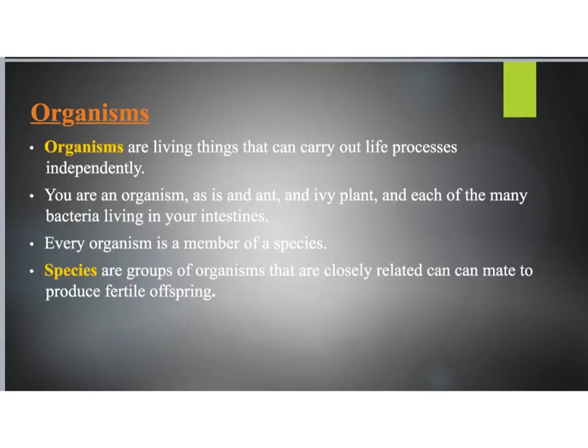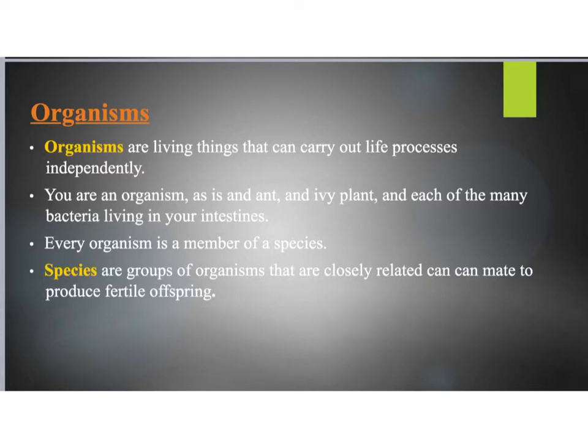Okay, we're going to start with the most basic organization of biotic features in an ecosystem, the organism. They're living things that can carry out life processes independently. You are an organism. And so is an ant, a plant, and any bacteria in your intestines or on your hands or on your face. Every organism is a member of a species.